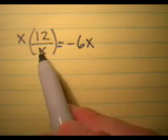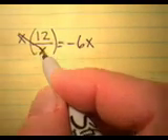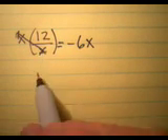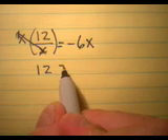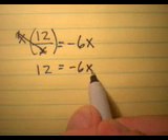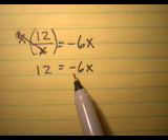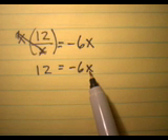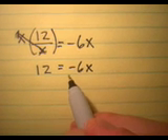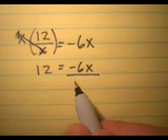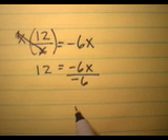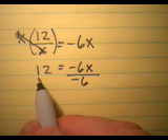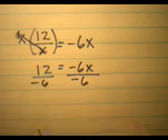Now x divided by x is 1. So there's the big 1, and I get 1 times 12. So 12 equals -6x. Now this side says take -6 and multiply it by x. How do I undo multiplying by x? I use the inverse operation. I divide by -6. If I divide one side by -6, I divide the other side by -6.